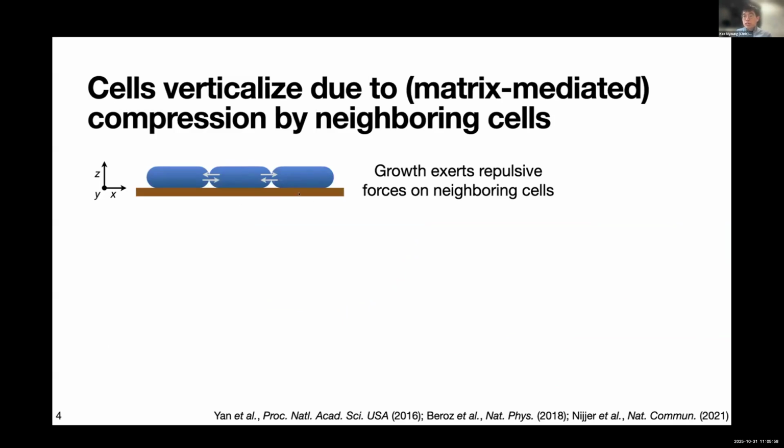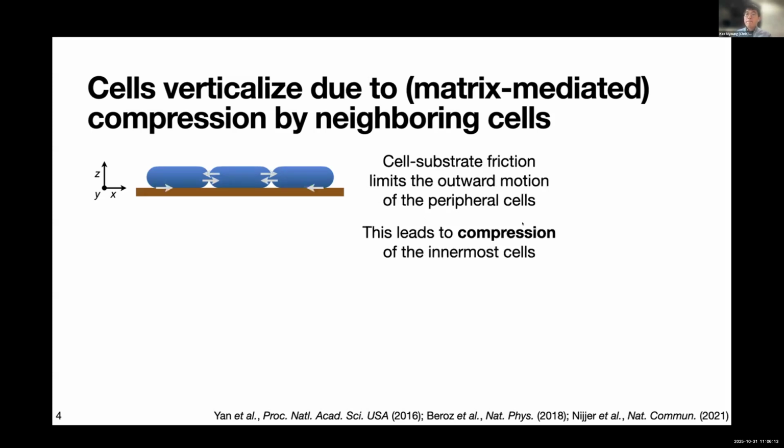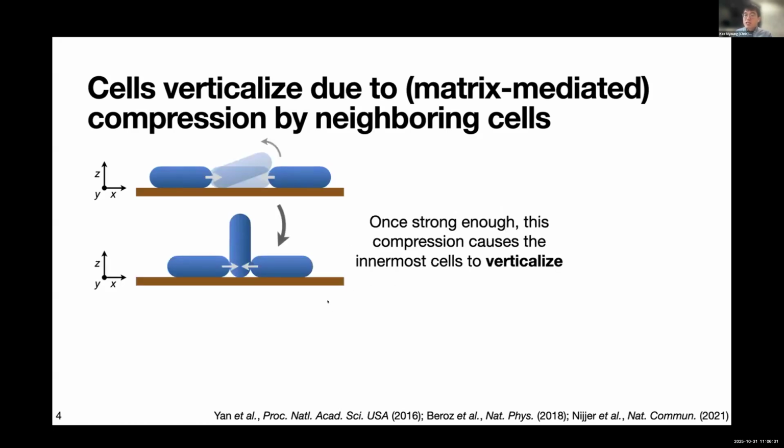So to go into a little bit more detail on how this works, initially the cells are all horizontal, and they're growing and dividing, and so they're growing into each other and pushing each other, exerting repulsive forces on each other, but they're also producing matrix, and the matrix is sticky. And so there is cell-substrate friction, which limits the outward motion of the peripheral cells. And that leads to the accumulation of pressure, to compression of the innermost cells. And once this compression reaches a certain critical threshold, these cells in the middle will buckle out of the plane and verticalize, as shown here.